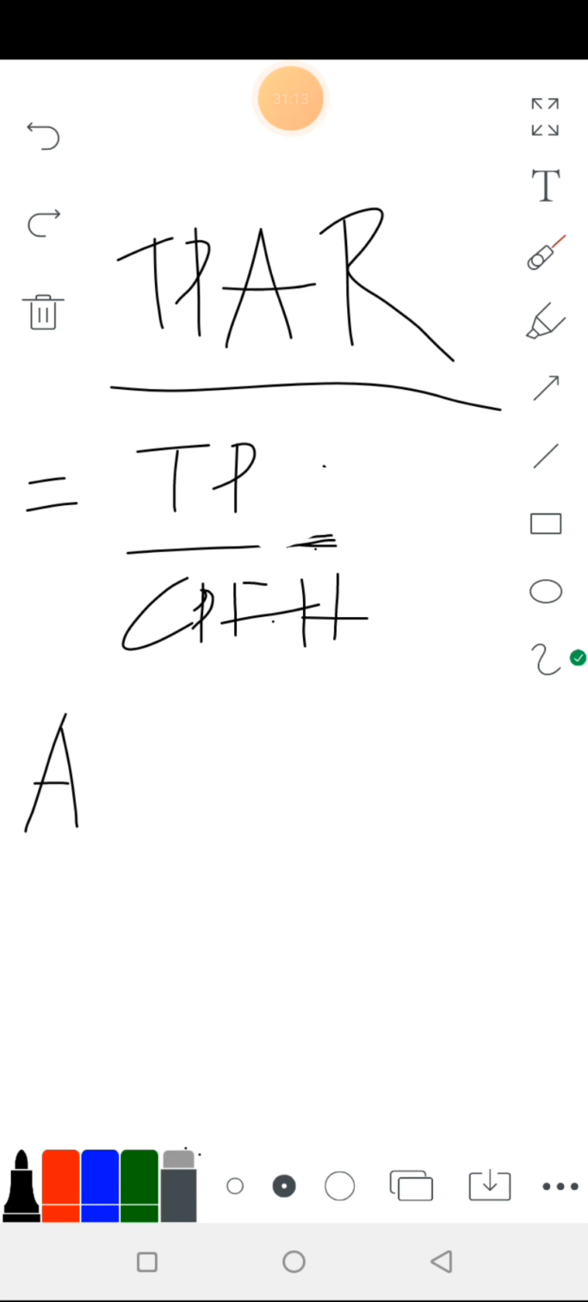Okay, let me put it this way. Throughput contribution per hour. That's a P, and I've got problems writing P's. I don't know why. Throughput contribution per hour, all divided by the cost per factory hour.